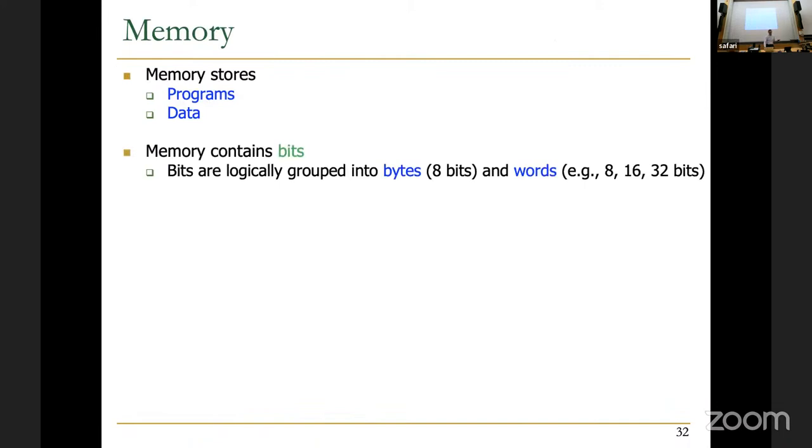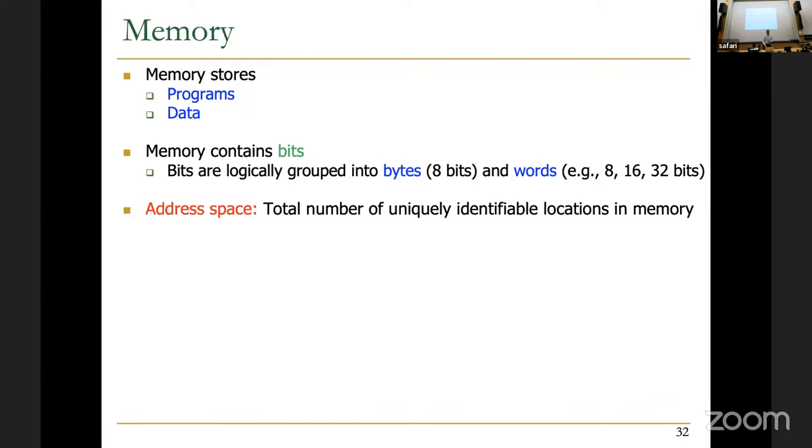It contains bits, binary digits, basically. Bits are logically grouped into bytes, 8 bits, and words. Word is defined by the architecture. Again, it depends on the architecture. Word may be 32 bits in one architecture, 16 bits in another architecture, as you will see soon. We've already described this, actually, when we talked about memory, but let's describe this again.